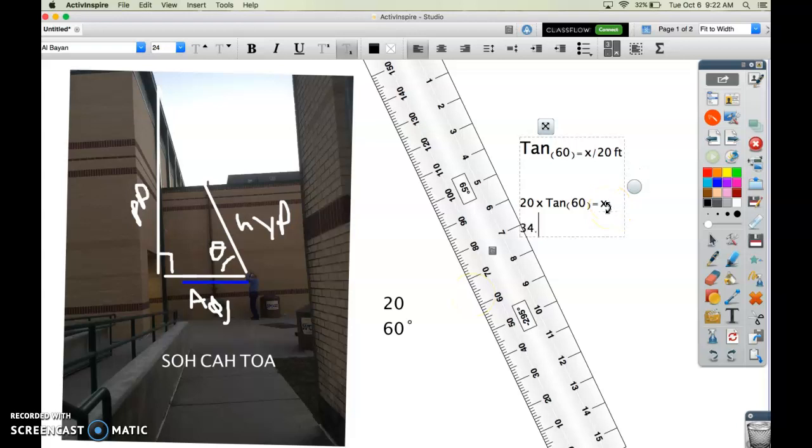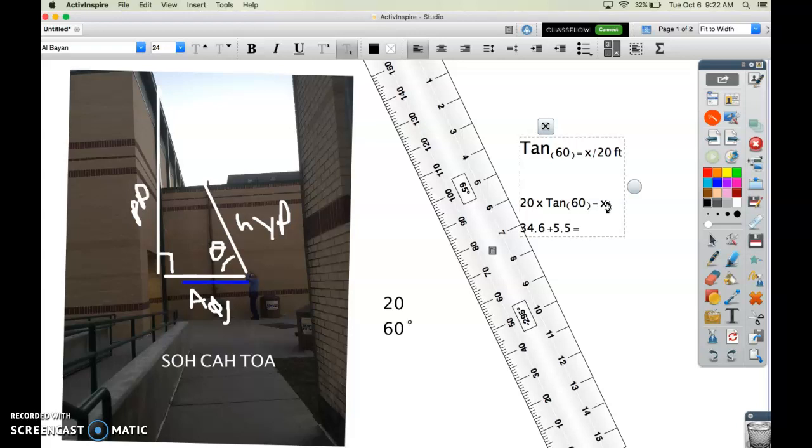So I would take my 34.6, and I would add my eye level, which is going to be about 5.5 feet, and I would get somewhere around 40.1 feet. Okay, and that would tell me how tall it was if all those numbers were correct. And that's basically how we're going to do the worksheet.